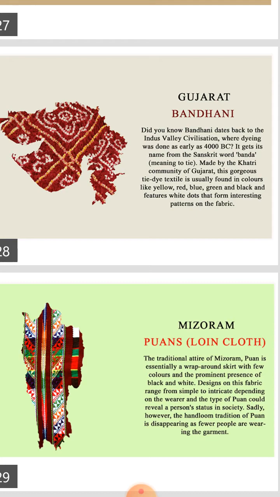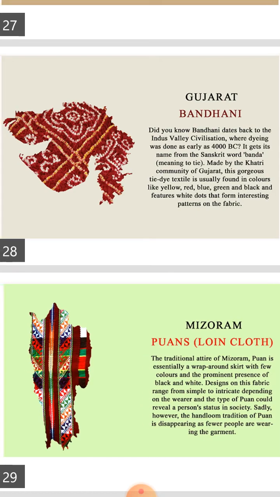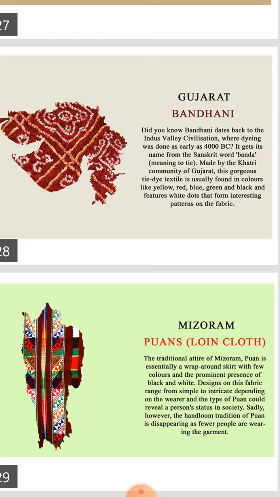Next, last but not the least, Mizoram. The traditional attire of Mizoram, Puan, is essentially a wrap-around skirt with a few colors and a prominent presence of black and white. The designs on this fabric range from simple to intricate depending on the wearer, and the type of puan could reveal a person's status in society. Sadly, however, the handloom of puan is disappearing as few people are wearing this garment.